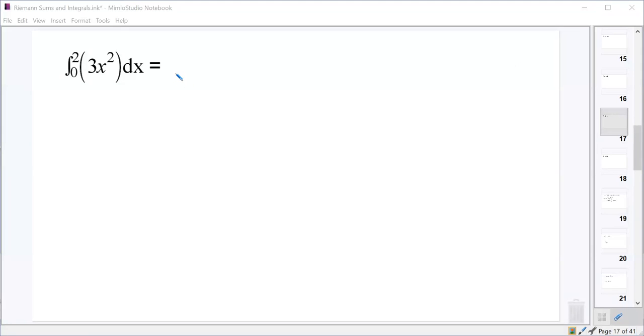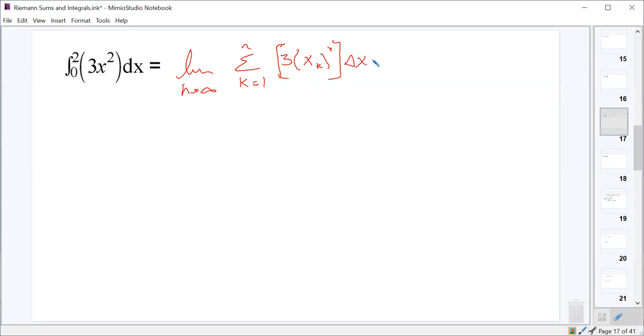This integral, if we're going to do it with a limit and a summation, should become the limit as n approaches infinity of a sum from k equals 1 to n of f of x sub k, so 3 x sub k squared, times our delta x value. And so what is our delta x value? Two over n. That'd be 2 over n.